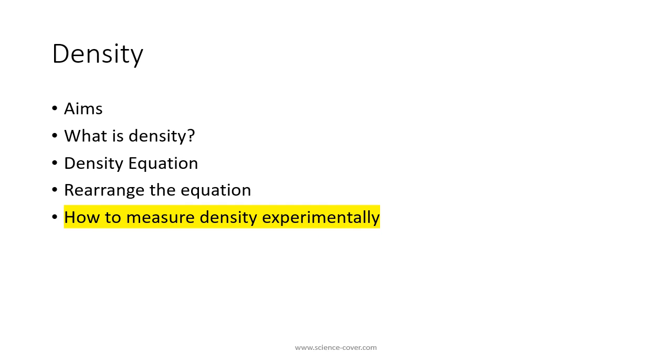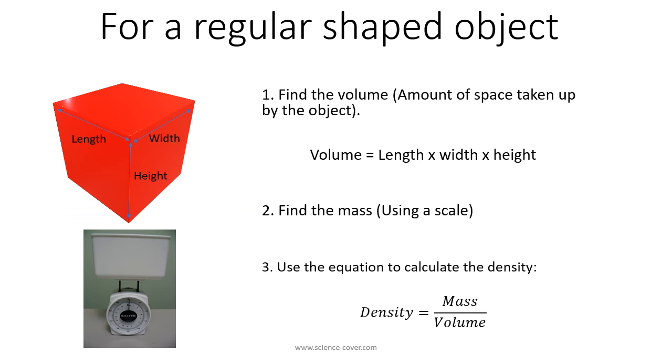Let's look at how we can measure the density experimentally. A regular shaped object is an object that we can take measurements of easily, and those measurements don't change from one side of the object to the other. So for instance, with a cube, we could measure the length, the height, and the width. And we could measure it at different points, and they should have the same heights, they should have the same widths. This is what we call a regular shaped object.